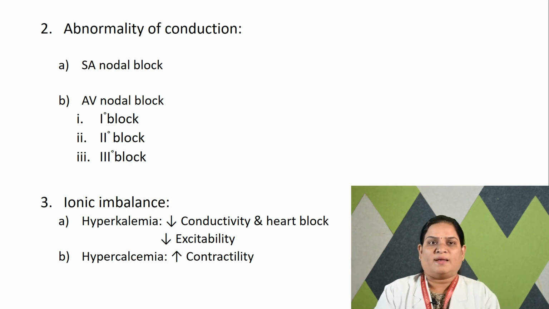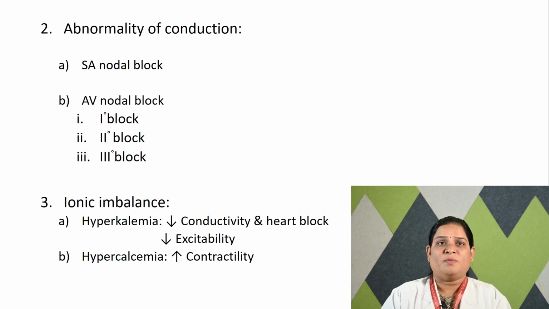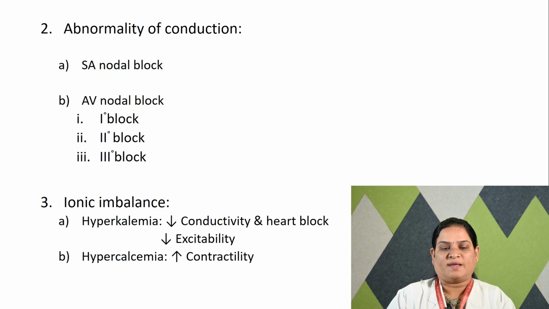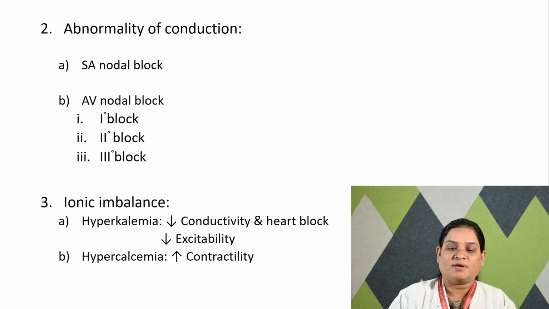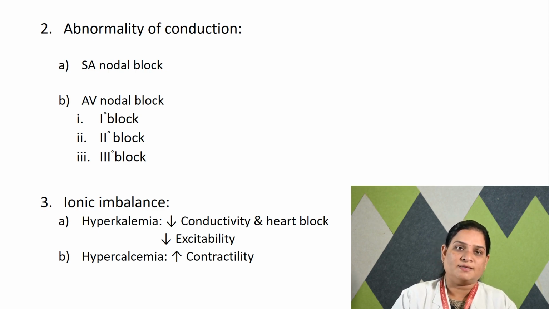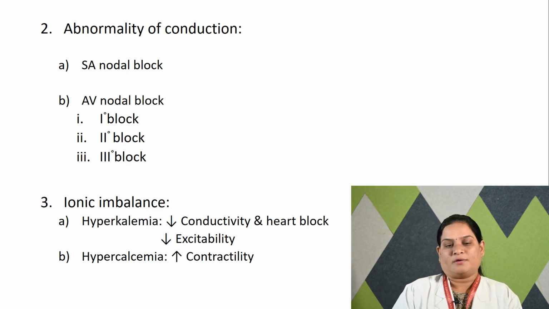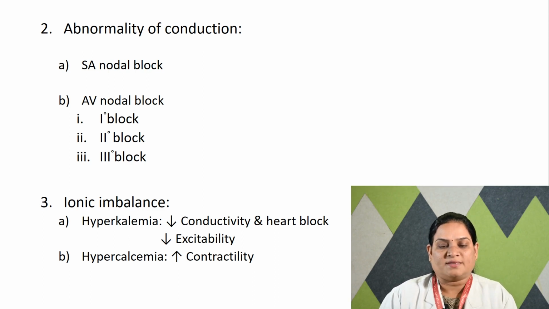Ionic imbalance also causes abnormal conduction or generation of impulses. Here, hyperkalemia, an increase in potassium, decreases the conductivity and causes heart block, and it also decreases the excitability of the cardiac tissue. Hypercalcemia, an increase in the calcium level, increases the contractility of the heart. So these are the ionic imbalances.